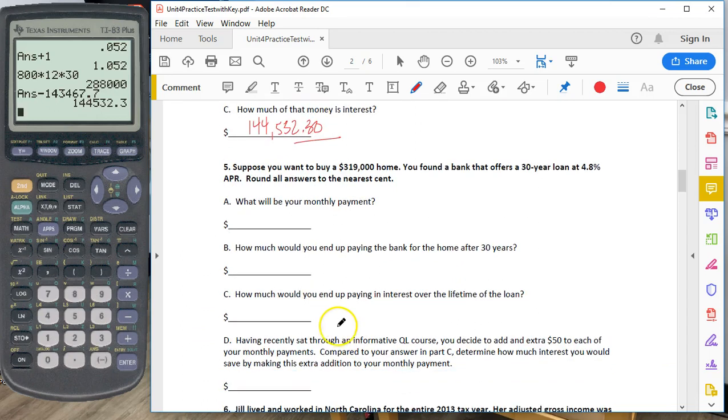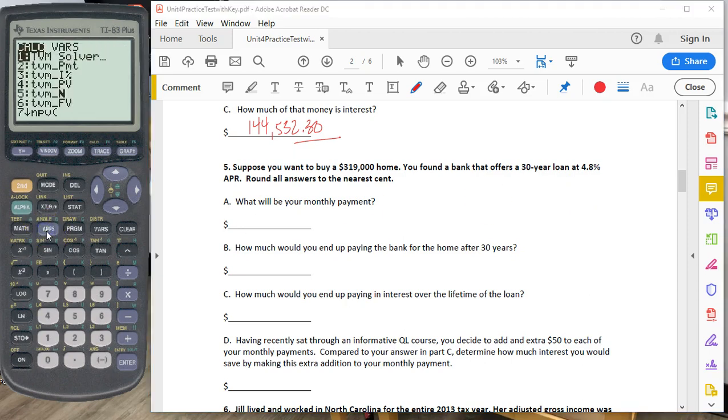Number 5. You're going to buy a home that's $319,000. You got a bank that will give you a 30-year loan at 4.8%. Back to the TVM solver because we want to know how much this payment's going to be. Well, for 30 years every month you're going to make a payment. We don't know what it is yet, but we'll find out. It's 4.8% interest. The present value of the mortgage note is $319,000. When you pay it all off, it will be zero, so I'm going to leave that zero there.